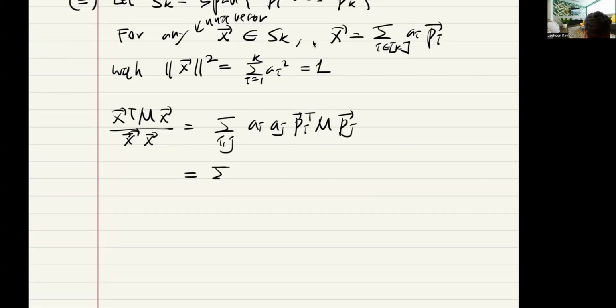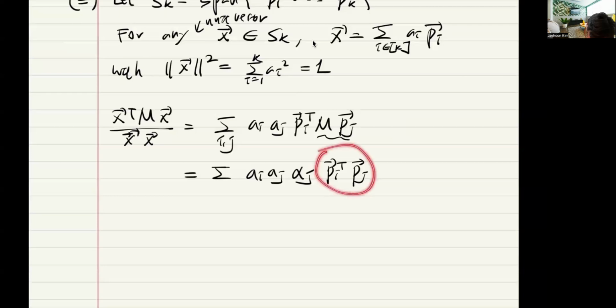Then, since pj is an eigenvector, this is alpha j, pi transpose, and then pj. Because pi transpose times pj is the inner product of those two, and they are orthonormal, this vanishes when i and j are different. The only remaining terms are when i and j are the same.